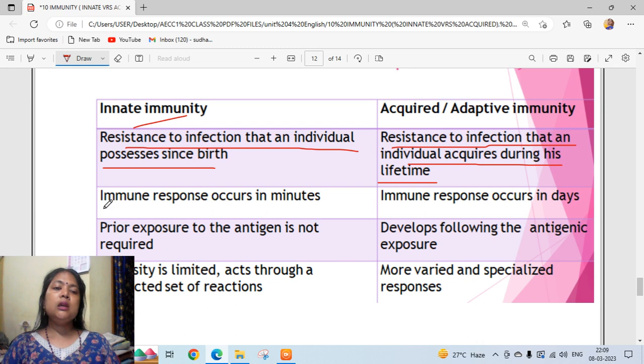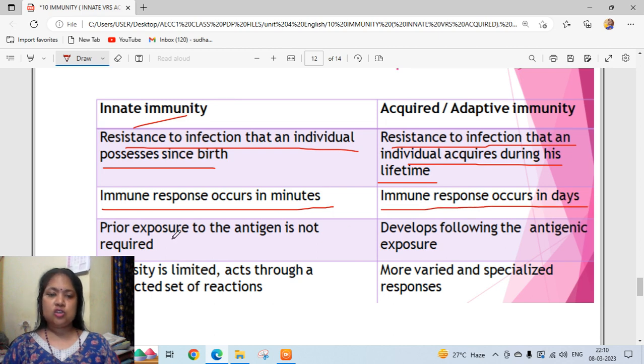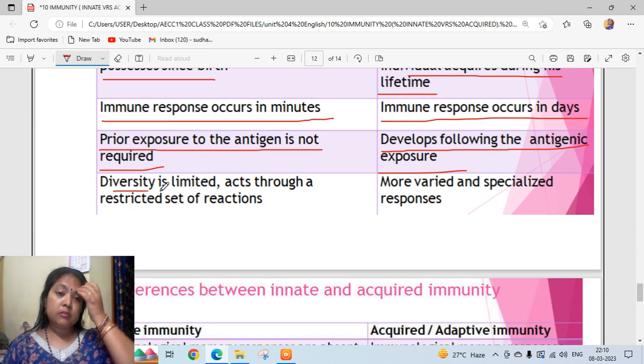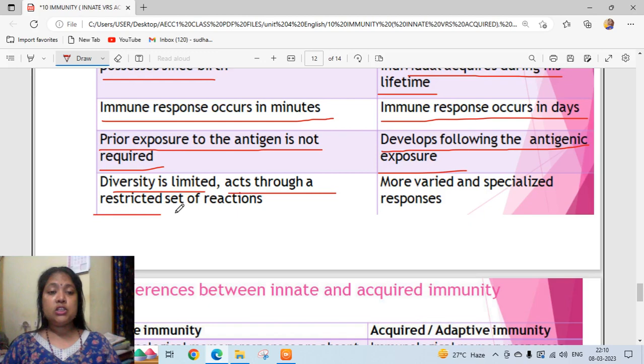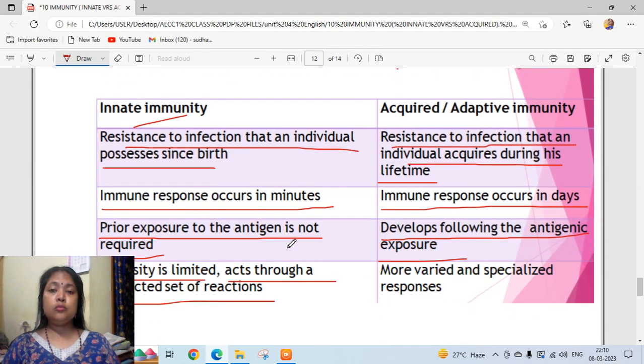Then the second point: the immune response in innate immunity occurs in minutes, while for acquired immunity the immune response occurs in days. The third point: for innate immunity, prior exposure to the antigen is not required, and for acquired immunity it develops following the antigenic exposure. Then fourth, diversity is limited and acts through a restricted set of reactions in innate immunity, but for acquired or adaptive immunity, there are more varied and specialized responses.